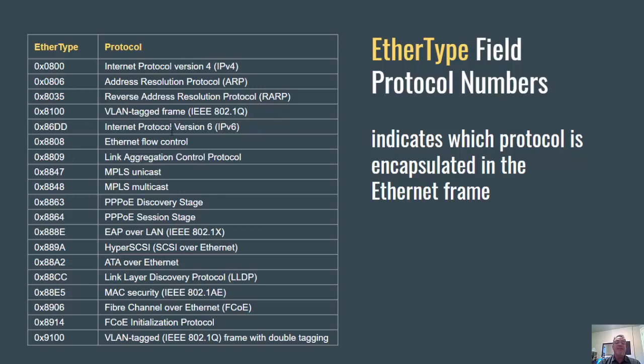86DD is IPv6. You've got link aggregation control protocol, MPLS, PPPoE frames. It could be an EAP over LAN, 802.1x for EAP over LAN. It could be SCSI over Ethernet. I mean, just all types of different ether type fields. I was kind of geeking out on that.